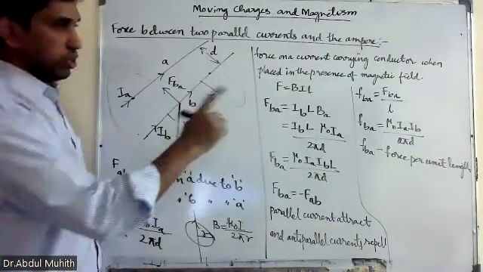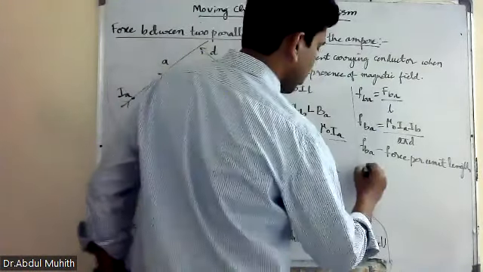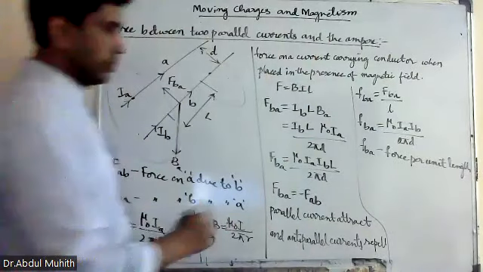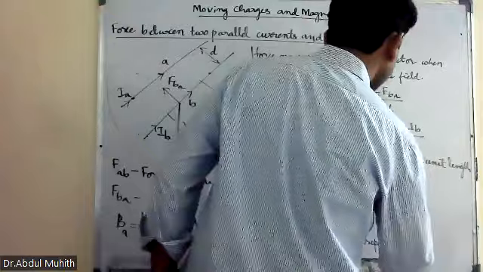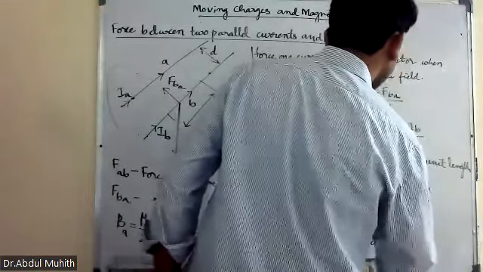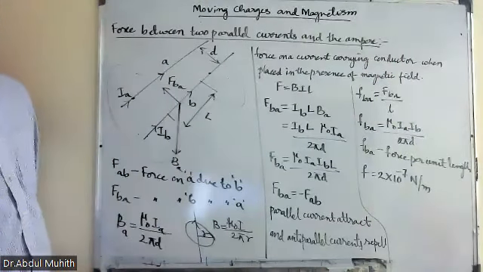So f is equal to, when we substitute 1 ampere here, how do we substitute? So when do we define it as 1 ampere? Here I will write the force. f is equal to 2 into 10 to the power of minus 7 Newton per meter. Small f, force per unit length, is equal to this much.